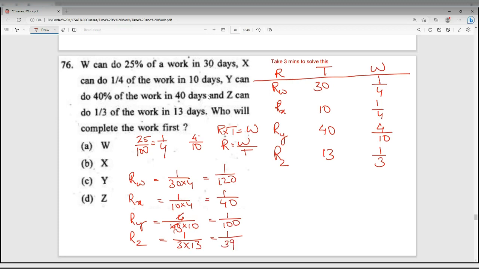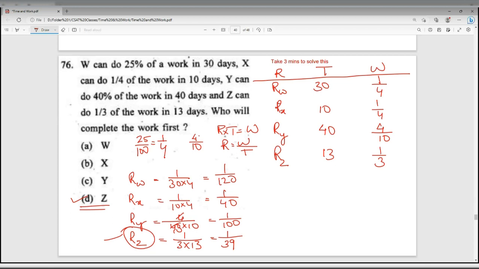So these are all in fractions. So the fraction which has the lowest denominator would be the highest. So the lowest denominator is RZ. So rate of Z is the highest. So Z would complete the work first. So the correct answer is D.